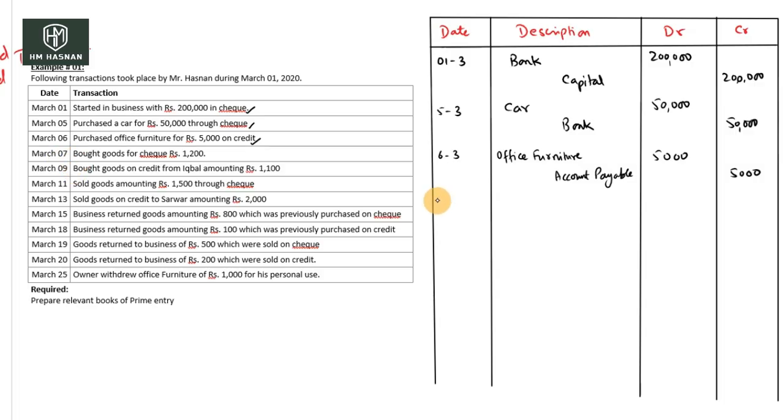7th March, bought goods for check, it's purchases, and by using check means by using bank. Purchase is debit and the bank credit. Amount is 1,200.